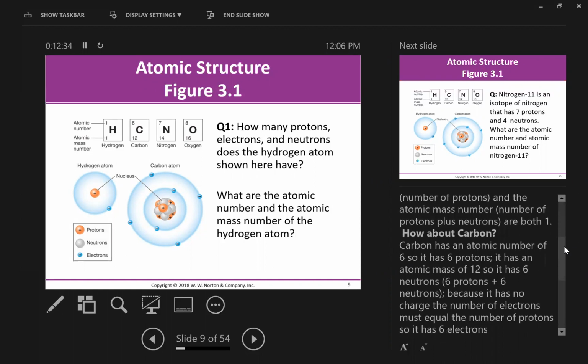How about for carbon? Again, we just went through that. So there's 6 protons, 6 neutrons. So we have 6 as our atomic number, and our atomic mass is 12.